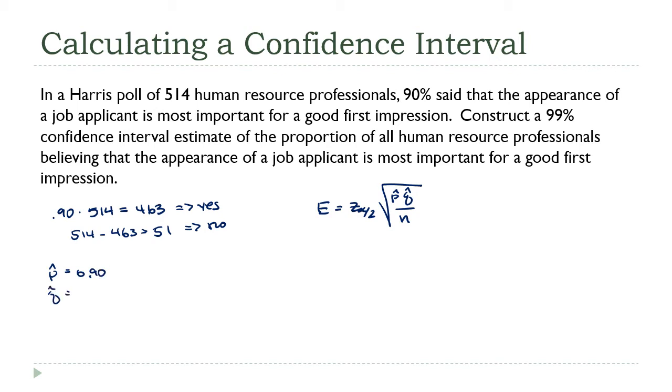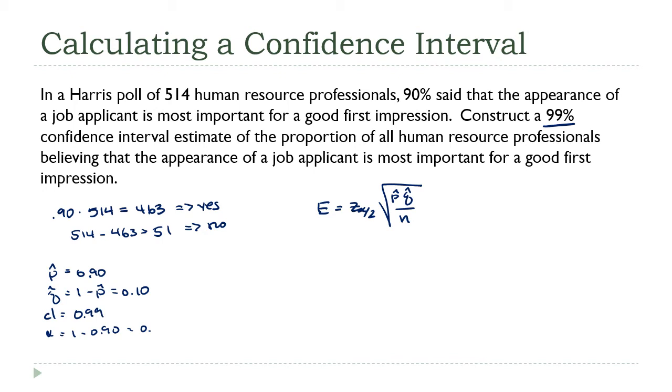Q hat is 1 minus p hat. In other words, those are the ones who said no, it isn't the most important thing. That's 0.10. Our confidence level is 90%. That's 0.90. That means alpha is 1 minus that. Or, whoops, I'm sorry, the confidence level is 0.99. I was looking at that proportion there.